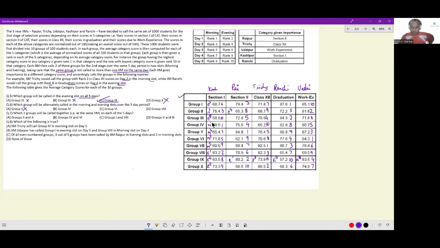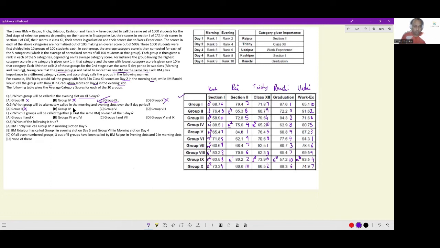Group 4, one morning, 2 evening, 5 evening. This is problematic. 2 and 5 can't be same, or 1 or 5 can't be different.